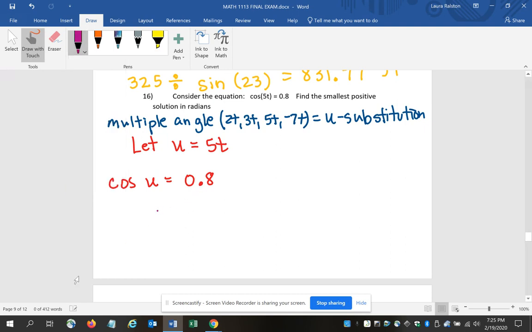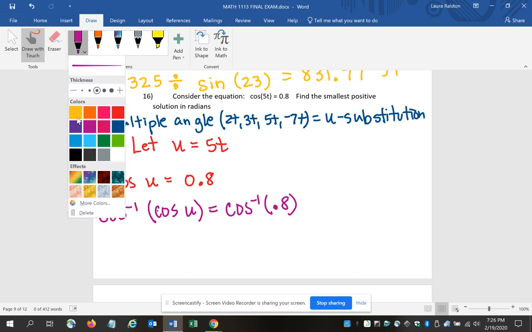Well, 0.8 is not one of my values that comes directly from the unit circle. And so then we need to use the inverse function. The inverse of cosine is arc cosine. So I'll write it down here below so you can see it better. We're going to take the arc cosine of both sides. So I'm going to take the arc cosine of the cosine of u, and that equals the arc cosine of 8/10.